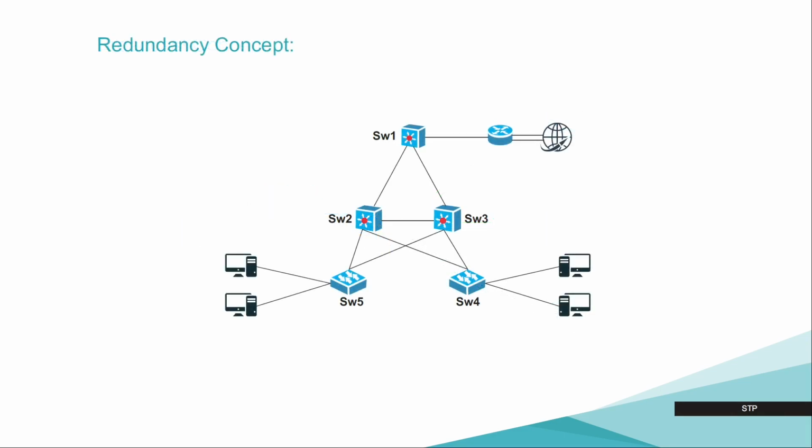We have a new concept also, which is redundancy. So let's take a look at our topology in order to understand what redundancy is. In our topology, we have switch 1, switch 2, switch 3, switch 5, and switch 4. There is an extra link between each switch. So having an extra link or backup link between devices is called redundancy.